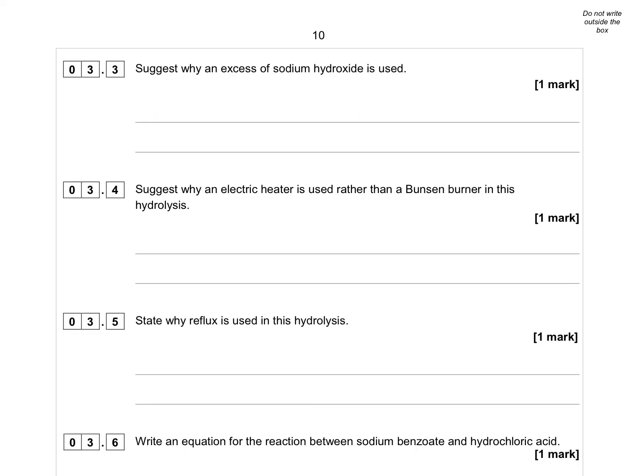So next you're asked why an excess of sodium hydroxide would be used. As always, you would use an excess of one reagent to ensure that all of the other reagent reacted. So to ensure that the reaction goes to completion, or so that all of the ester would be hydrolyzed. We don't want any of the starting material left.